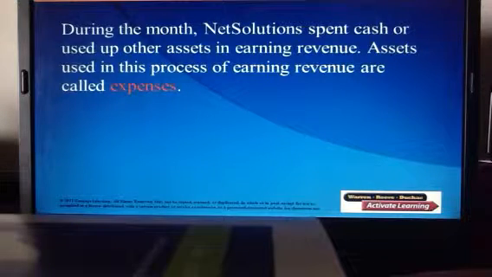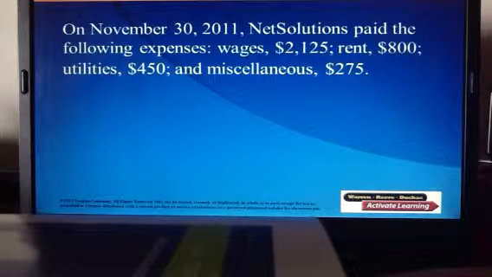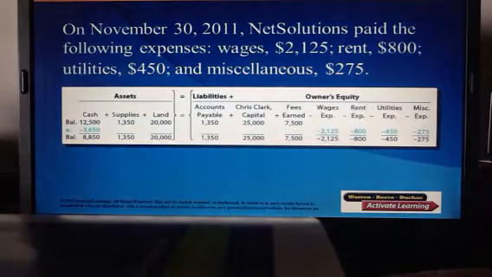We'll also be looking at expenses. During the month, Net Solutions spent cash or used up other assets in earning revenue. Assets used in this process of earning revenue are called expenses. So on November 30th, Net Solutions paid the following expenses: wages, rent, utilities, and miscellaneous. Notice they paid those, so cash went down by the total $36.50. Expenses are going to decrease owner's equity, so they're listed as negative numbers. Notice the revenue, fees earned, is a positive number, and the expenses are listed as negative numbers.